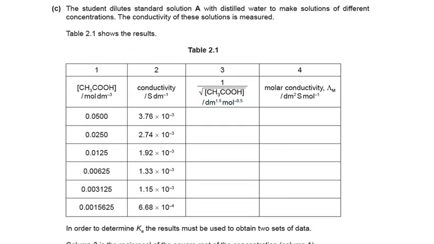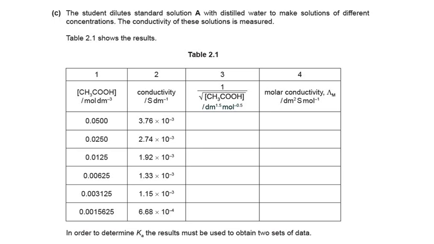The next part says the student dilutes the standard solution A with distilled water to make solutions of different concentration. The conductivity of these solutions is measured. The table shows the result. Now what we are supposed to find out is to calculate column 3 and column 4. What is given in column 1? It's the concentration of ethanoic acid given in moles per dm cube, and we need to find out 1 divided by root of the concentration of ethanoic acid, which we can easily do in the calculator.